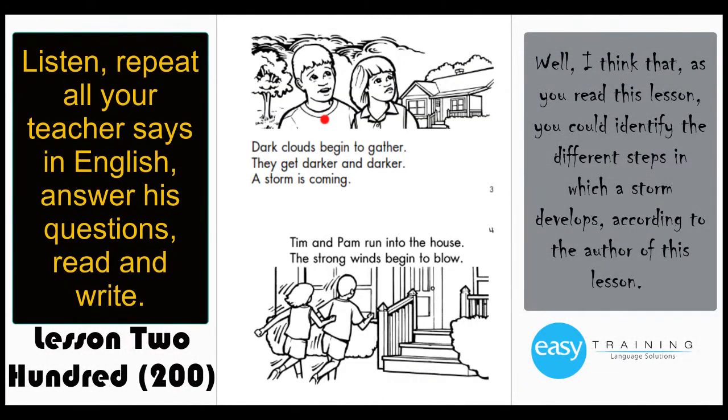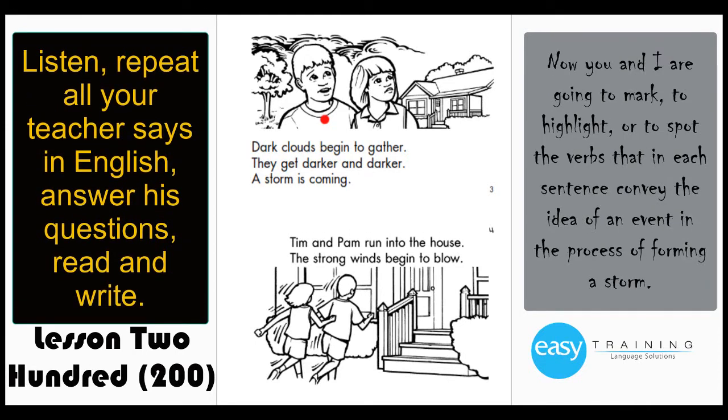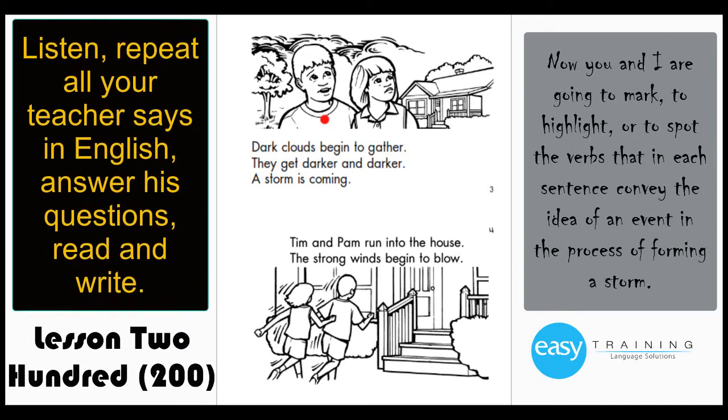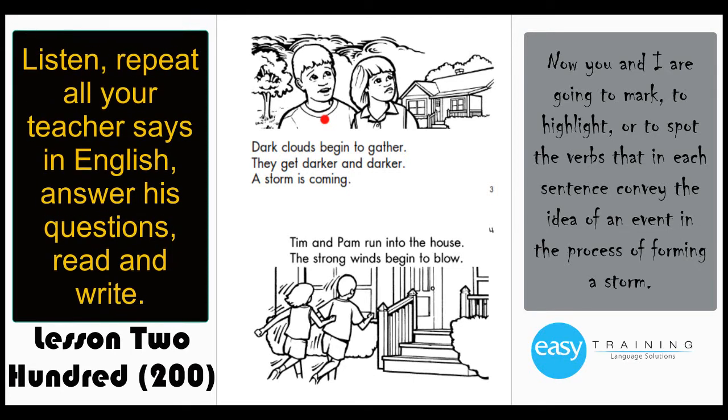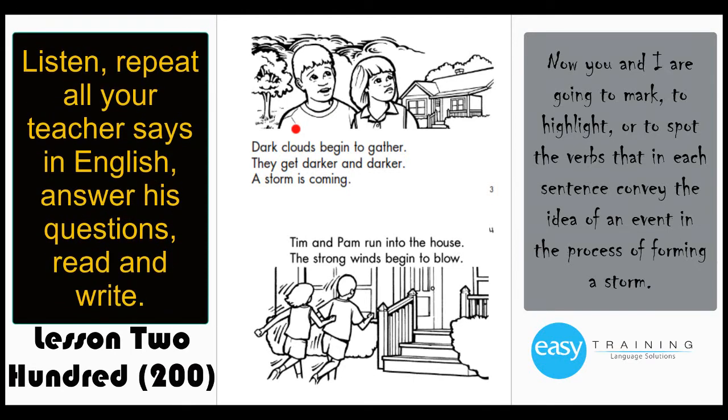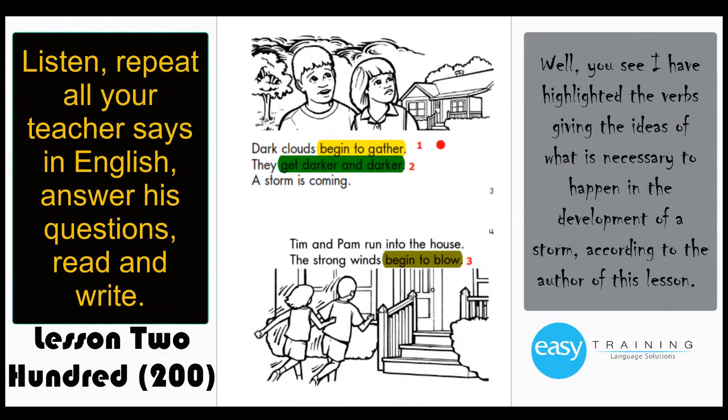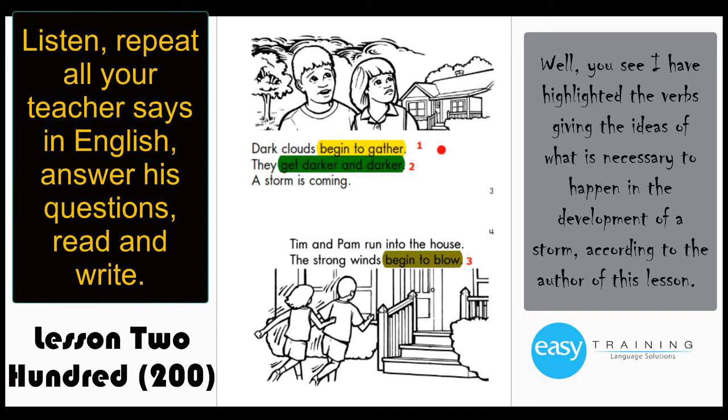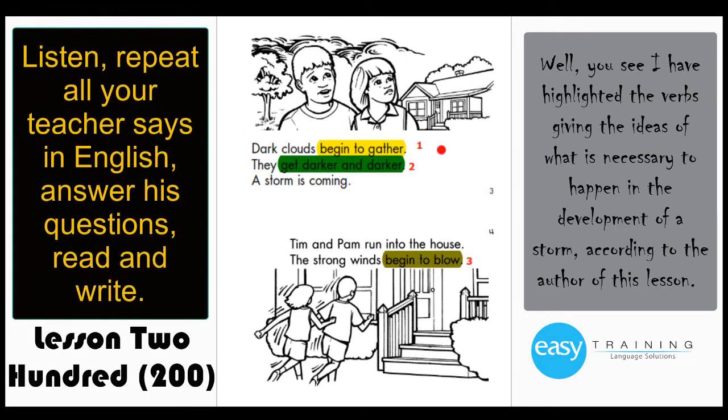Well, I think that as you read this lesson, you could identify the different steps in which a storm develops according to the author of this lesson. Now, you and I are going to mark, to highlight, or to spot the verbs that in each sentence convey the idea of an event in the process of forming a storm. Well, you see, I have highlighted the verbs, giving the ideas of what is necessary to happen in the development of a storm according to the author of this lesson.